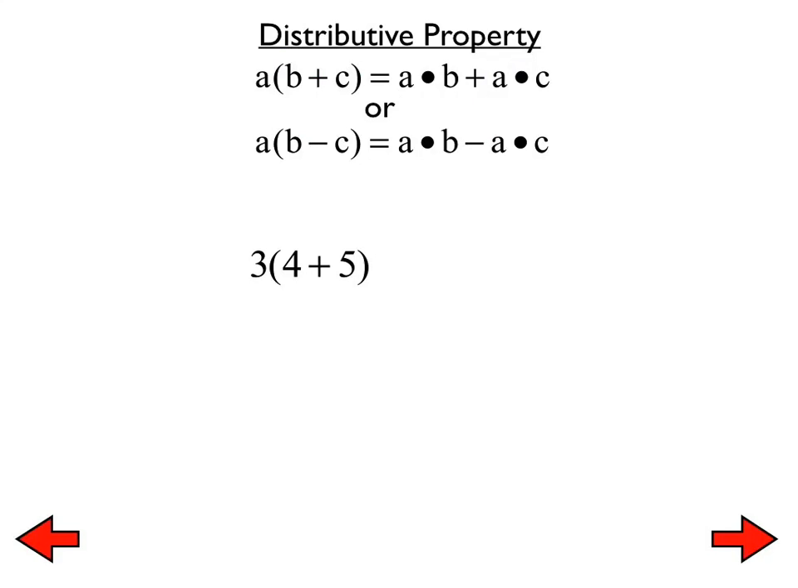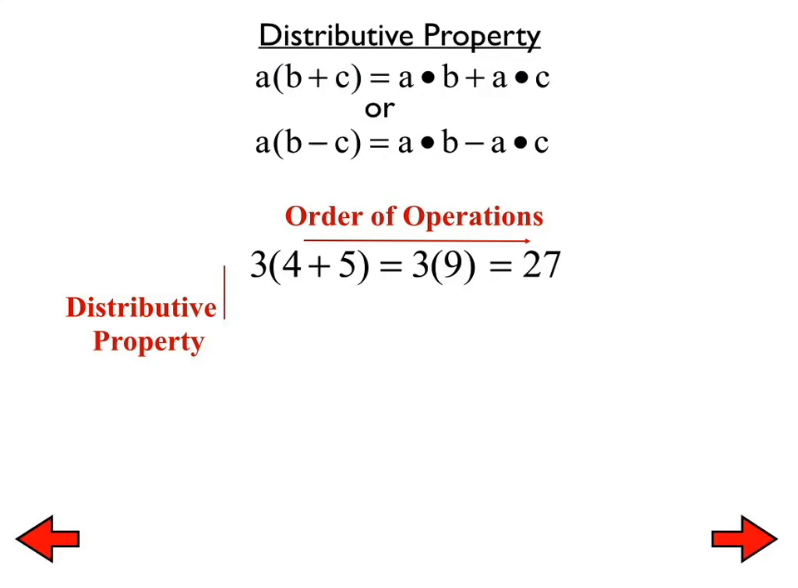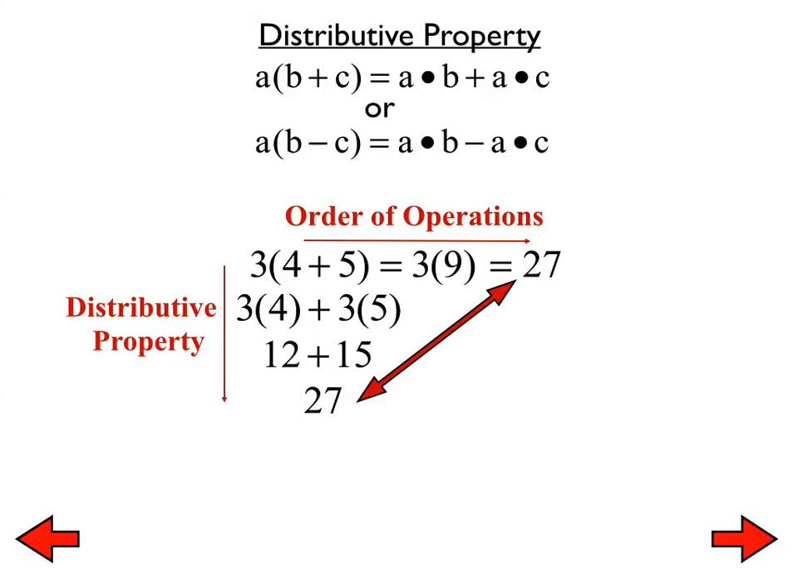So if we were to do it in terms of numbers, we could solve this problem using the order of operations like this, or we could use the distributive property. So using the distributive property, we're going to go 3 times 4 plus 3 times 5. That's where this comes from right here. And then 3 times 4 is 12, and 3 times 5 is 15, and 12 plus 15 is 27. So you can see that we get the same thing.